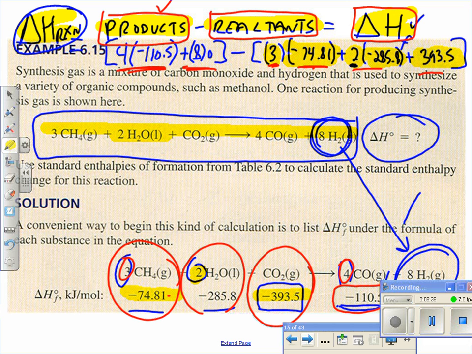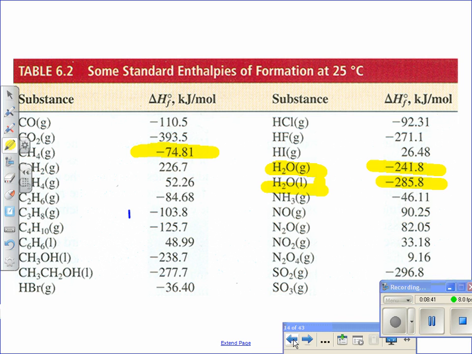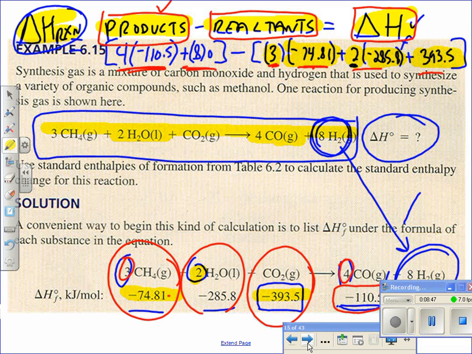Then I go to the products, because it's products minus reactants. I look up CO as a gas. If you go back, CO as a gas is negative 110.5. I go back over here. I take 4 times negative 110.5, because remember, you have to pay attention to the coefficients when you do this. The coefficient there is 4, so I multiply that. This is 8 times 0. The reason why is that it is elemental. A lot of times on the exam when they have you do heat of formation, they just simply won't tell you it's 0. They expect you to know that the value should be 0. You can't look it up on a table. They wouldn't give it to you.